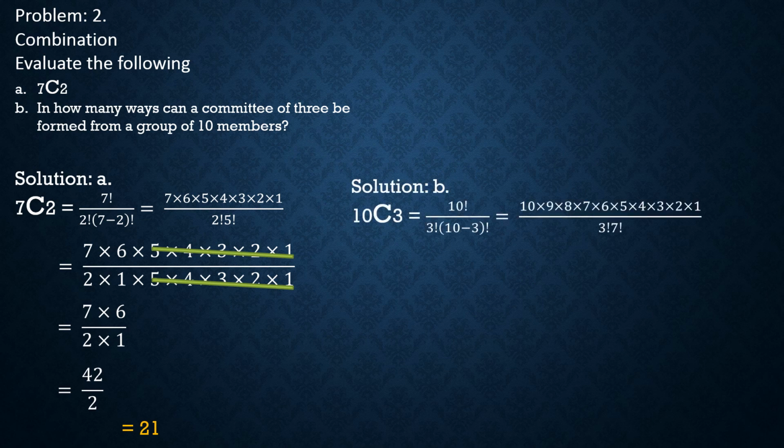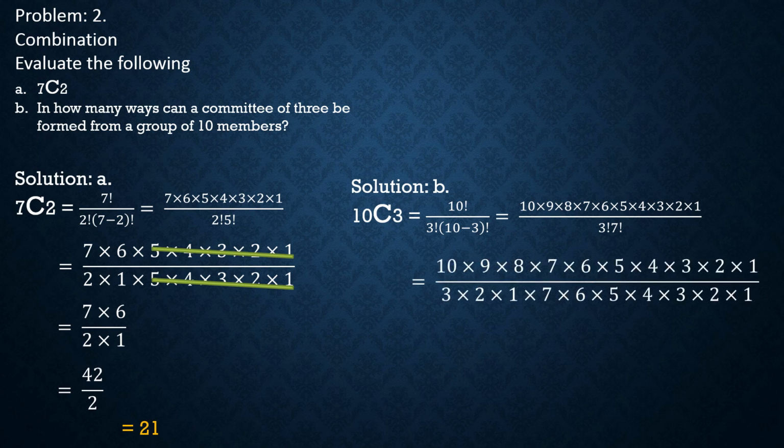Then for letter B, we have combination of 10, taking 3 at a time, because we are asked to identify in how many ways can a committee of 3 be formed from a group of 10 members. So combination of 10, taking 3 at a time, is equivalent to 10 factorial over 3 factorial times the quantity of 10 minus 3 factorial. Simplifying, same as in the process of letter A. We have 10 times 9 times 8 until times 1. From the denominator part also, we have 3 factorial times 7 factorial, because 10 minus 3 is 7.